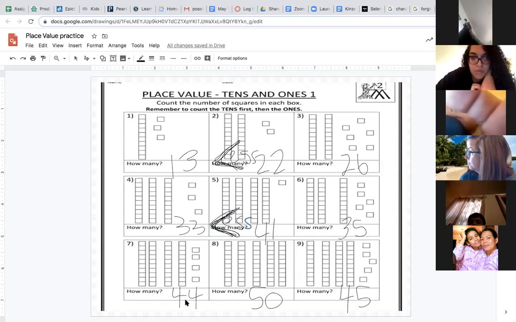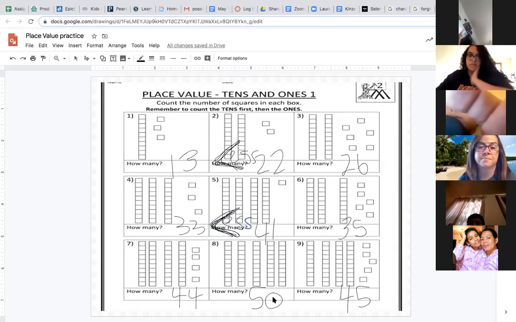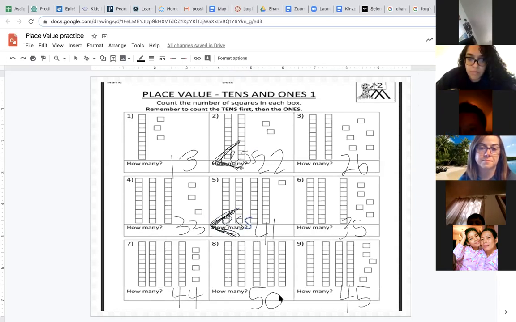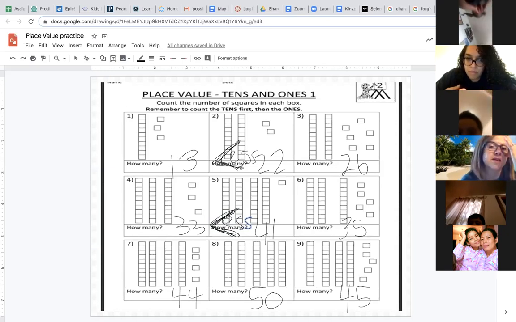Yair, I need your help, buddy. Number 44 and 50. We want to compare 44 and 50. How many tens does the number 44 have? 4. How many tens does the number 50 have? 5. And if these were cookies, Yair, which one would you rather eat? 50. So we're going to go ahead and eat it up.